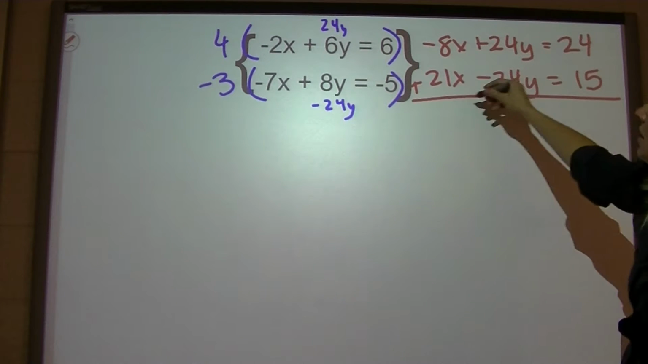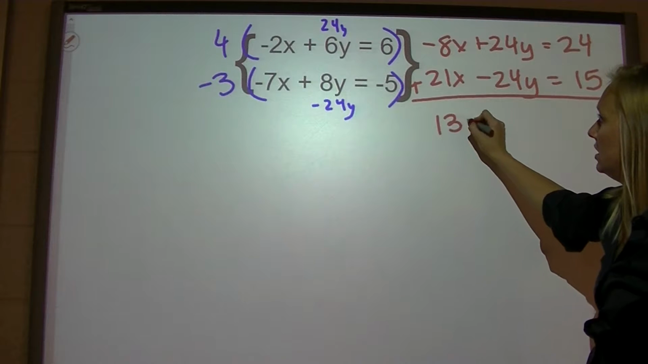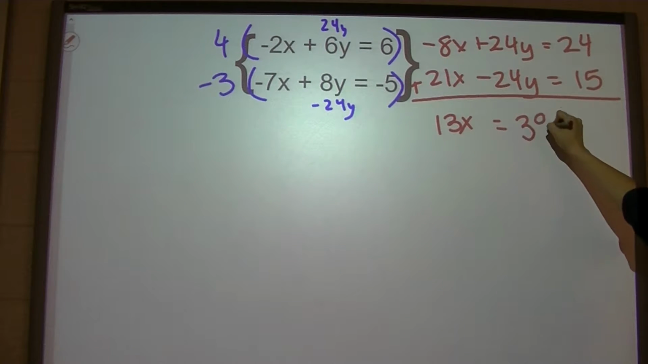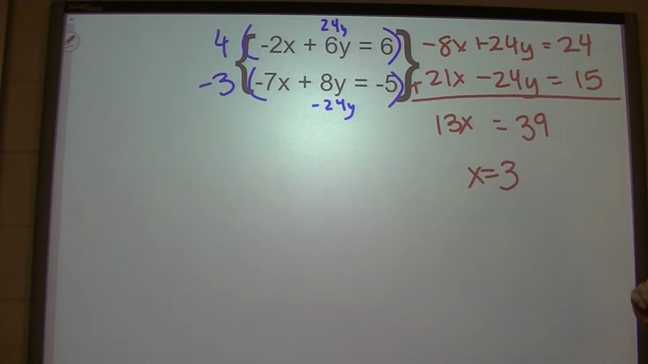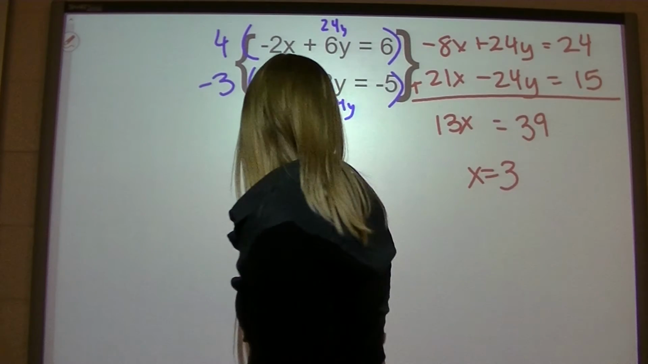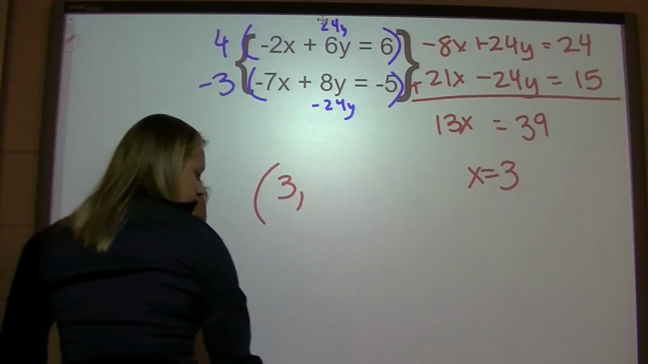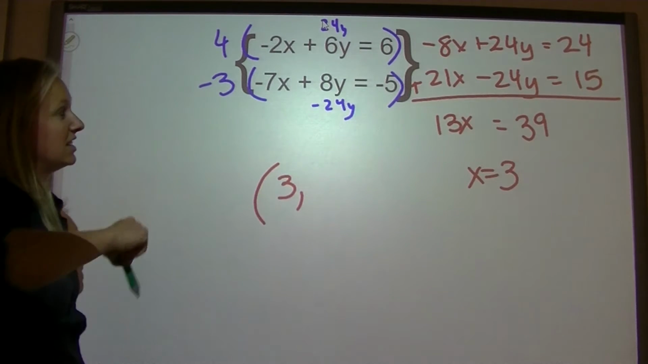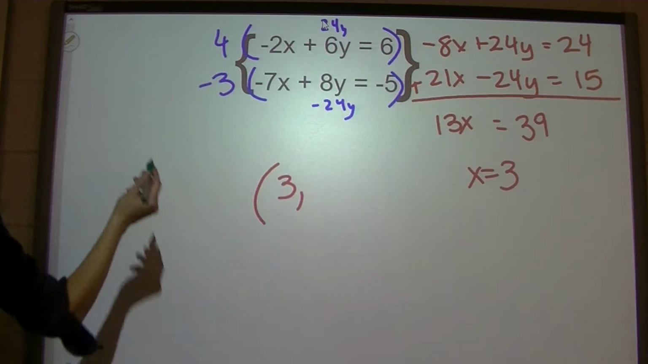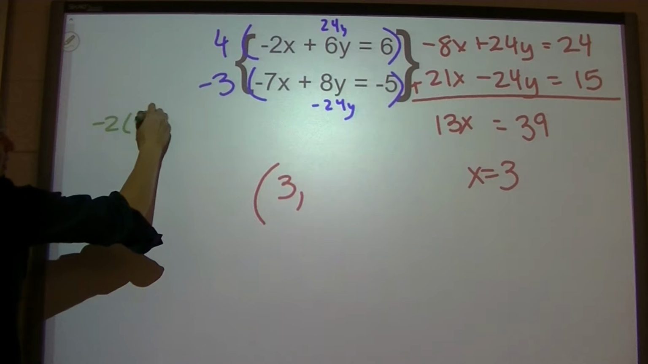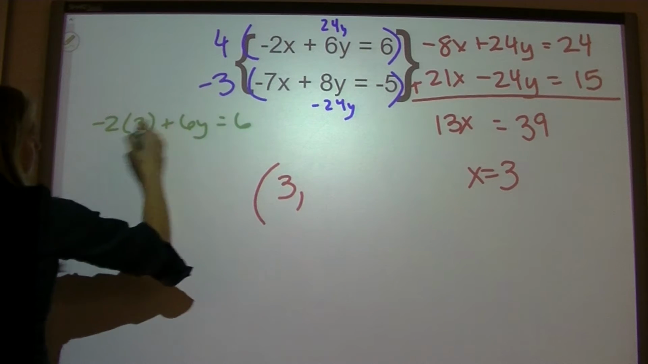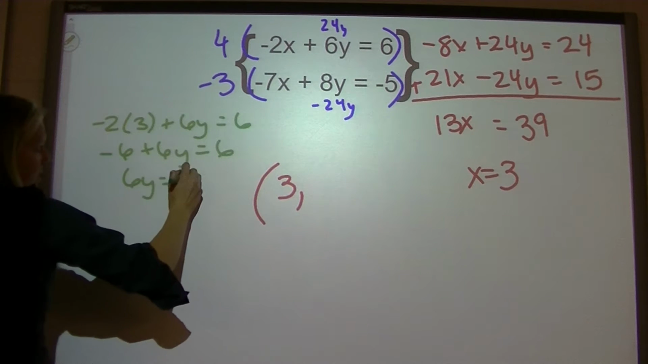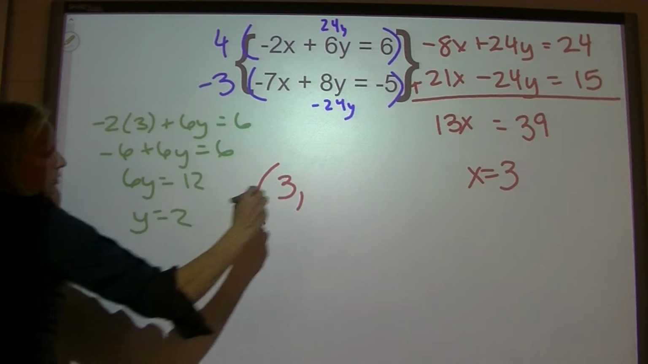Add. And here we get 13x, the y cancels, equals 39. x equals 3. Great. So I have x, now I need to figure out what y is. Just as we did before, take what x is and plug it in. In this case, it really doesn't matter which one. For both, we're going to have to work with negatives. So I'll do the first one. Negative 2 times 3 plus 6y equals 6, so that's negative 6 plus 6y equals 6. Add 6, so 6y equals 12, y equals 2.